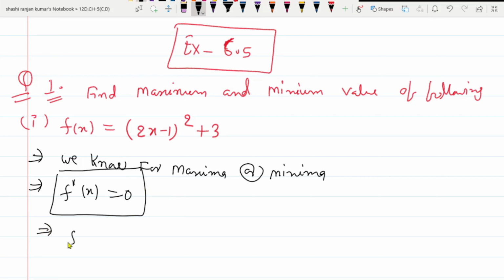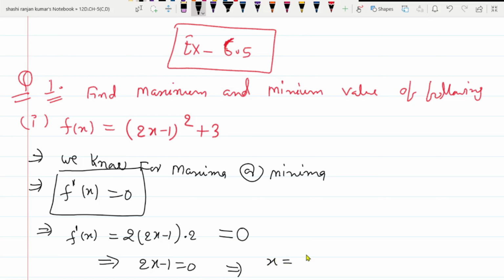So if we take f dash of x, you all know the differentiation. Firstly we differentiate the power, so it will be 2 into (2x minus 1). Differentiation of power done. Going inside, differentiation of 2x is 2 and differentiation of 1 is 0. So now see, what is the value of x we are getting here? 2x minus 1 equal to 0, which implies x is equal to 1 by 2.